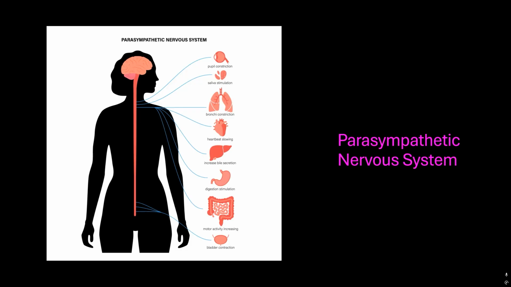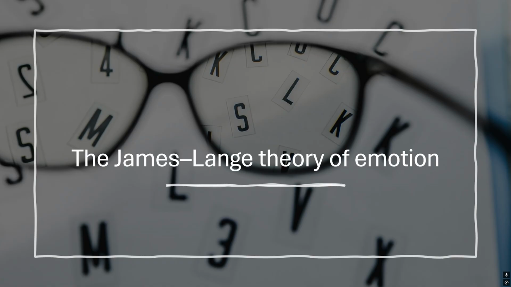And our parasympathetic nervous system does the opposite. So that is our rest and digest. So this conserves energy, it slows down our heart rate, and it re-stimulates digestion. Right? And it brings us back to what we call homeostasis, which is when our body is at its normal way of being. So the James-Lange theory of emotion.